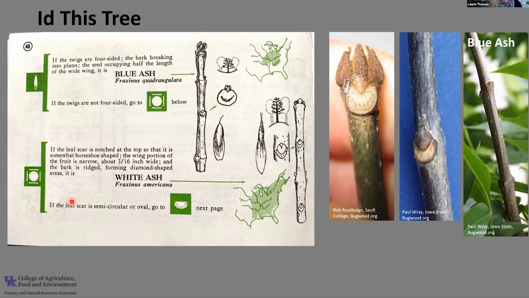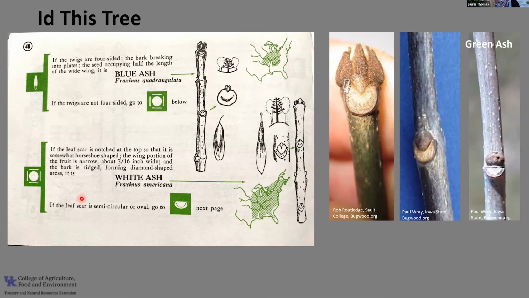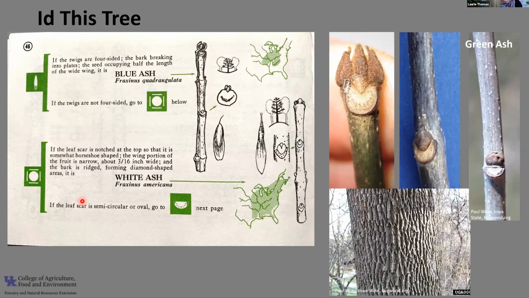It says if the leaf scar is notched at the top so that it is somewhat horseshoe shaped, and then we can't really answer anything about the fruit because we don't have it, but here's a picture of the bark. Here it says, and the bark is ridged, forming diamond-shaped areas, it is a white ash. Okay, well, let's see what the next statement says. If the leaf scar is a semicircle or oval, we want to go to the next page. Well, I wanted to show you what a semicircle leaf scar looked like, because I will say ours does not look like a semicircle.